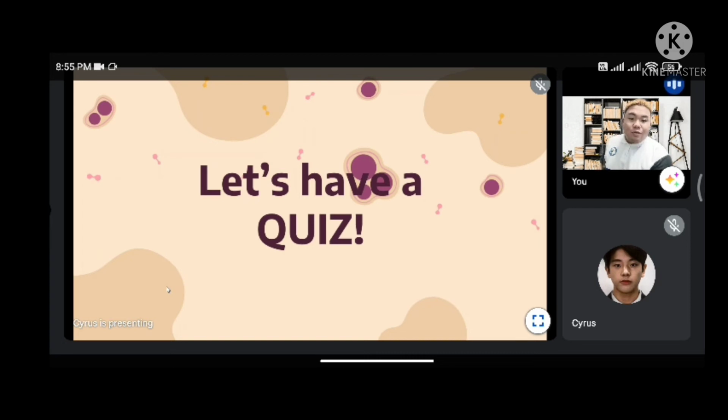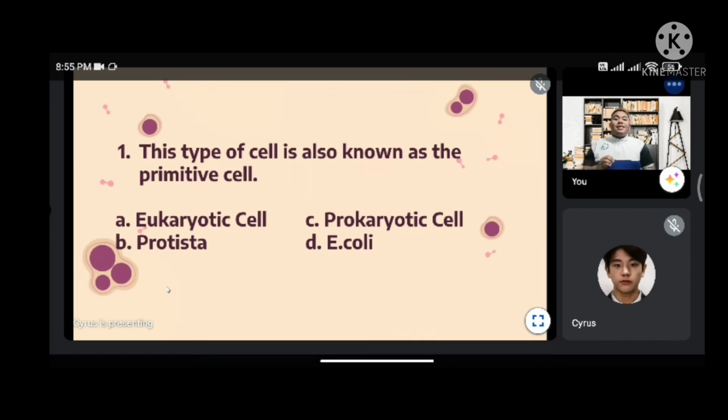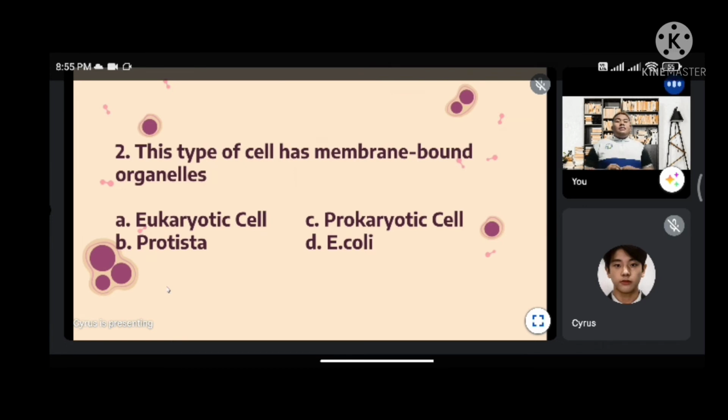For item number 1, this type of cell is also known as the primitive cell. A. Eukaryotic cell. B. Protista. C. Prokaryotic cell. Or D. E. coli. For item number 2, this type of cell has membrane-bound organelles. A. Eukaryotic cell. B. Protista. C. Prokaryotic cell. Or D. E. coli.